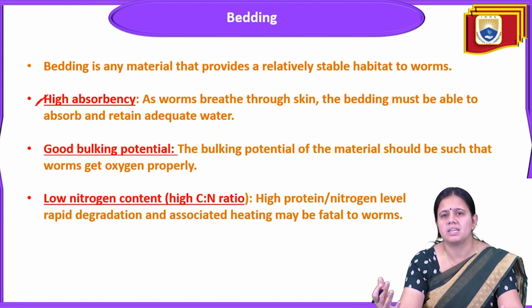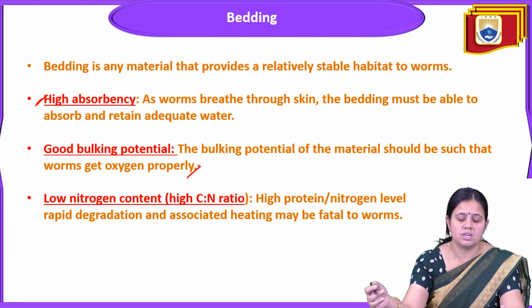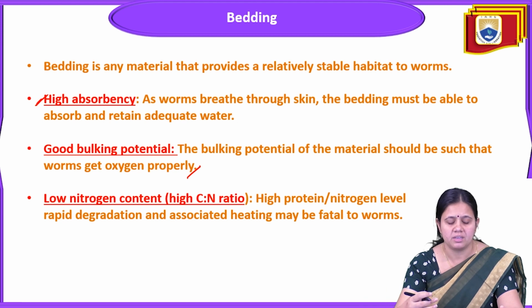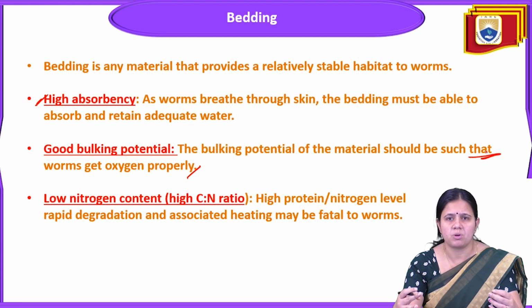Next is a good bulking potential. The bulking potential of any material should be such that the worms get oxygen properly. Good bulking potential will be there. The bulking potential of the material should be such that it gives oxygen properly.